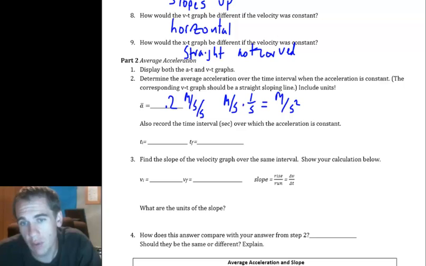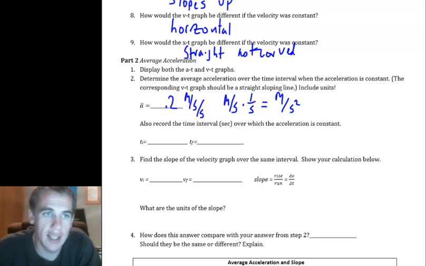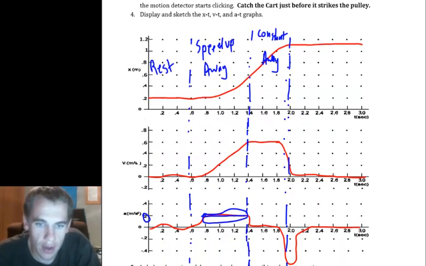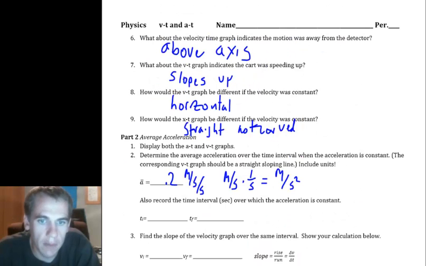Also record the time interval over which the acceleration was constant. Again, if I jump back to that graph, what that means is I want the starting and ending times of when that happened. On my graph, it's 1.4 and 0.8. But again, I just made these up. They're not canon. They're not real.